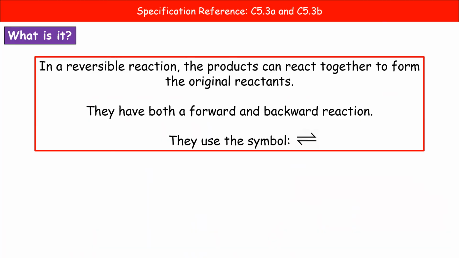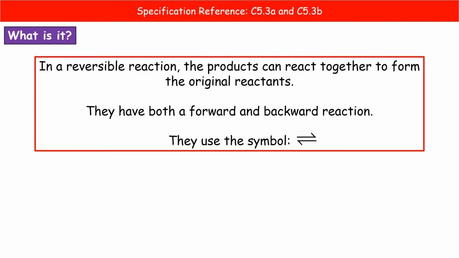What we're going to look at then is what a reversible reaction actually is to start. When we talk about reversible reactions, these are ones where the products can then react together in order to form those original reactants. So by that, what we mean is they have both a forward and a backward reaction.